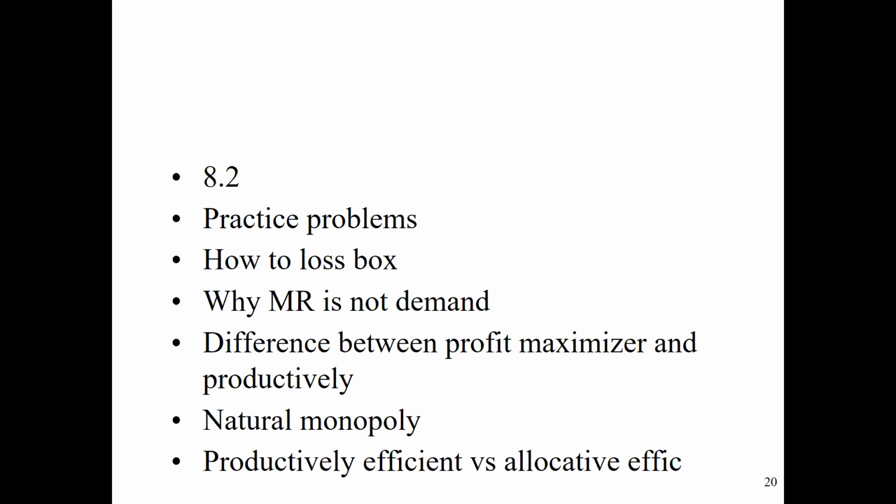MC crossing ATC is the least cost. Allocatively efficient, while we're talking about them, is where MC crosses demand. You're going to need to know these just for like the quiz, like the drill question, where they might ask you the price. All right.